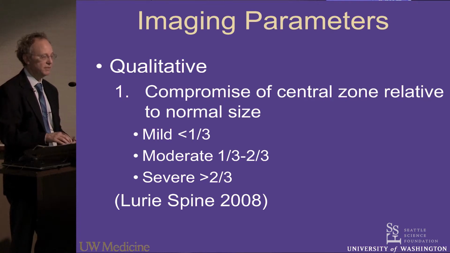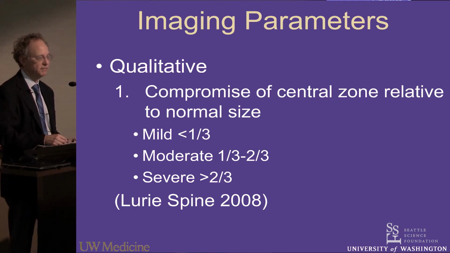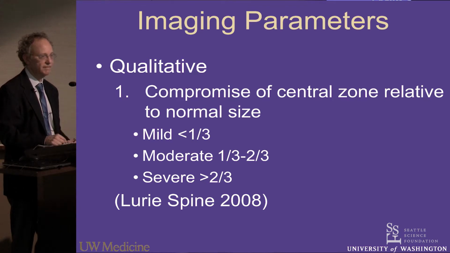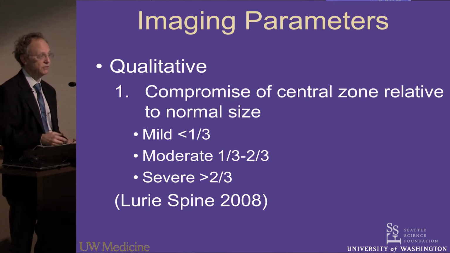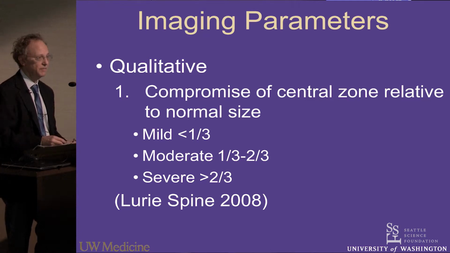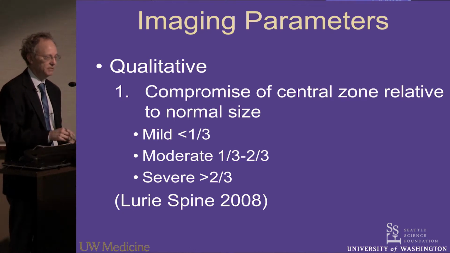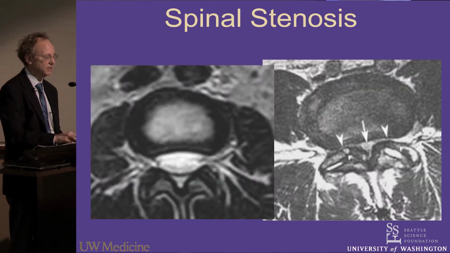So talking about compromise of the central zone, simply dividing it into thirds: up to a third is mild, a third to 2/3 is moderate, greater than 2/3 is severe. This was used in the SPORT trial, and again, has some predictive value, has some correlation with clinical exam, although not great. That's just in general an issue with central stenosis, that we don't have a really tight correlation between what's going on clinically and the imaging, but at least it's a reliable description.